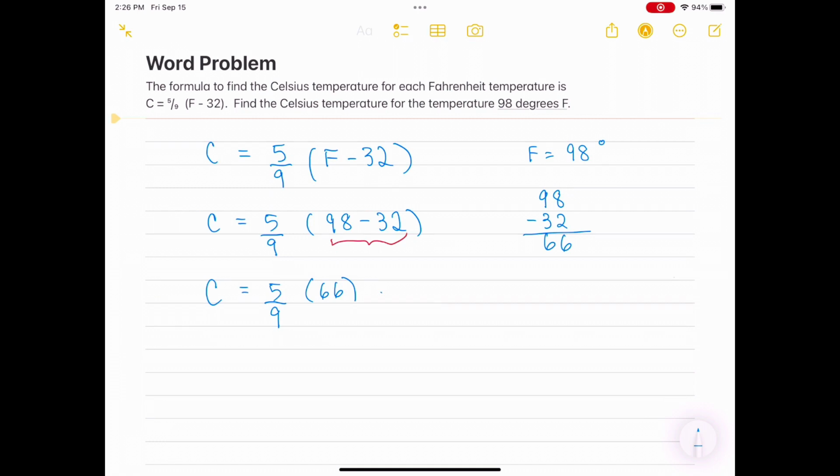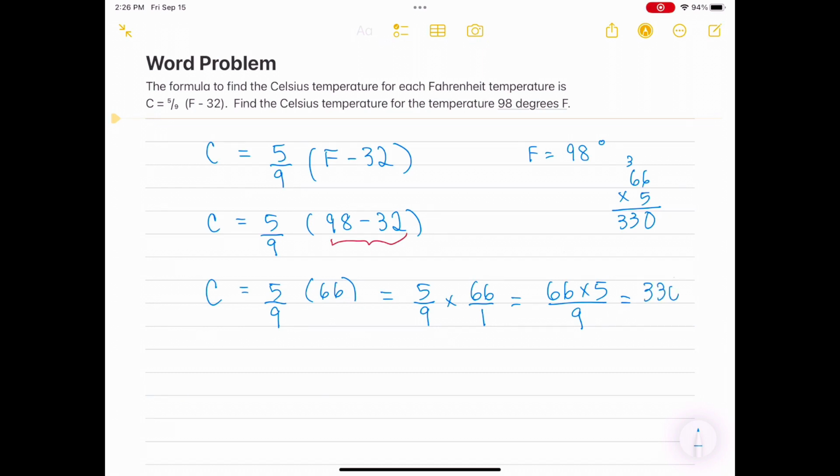So to multiply a fraction with a whole number, we turn the whole number into a fraction with a denominator of 1. So it's 5/9 times 66 over 1, which equals 66 times 5 divided by 9. 66 times 5, I do that calculation on the side, and I get 330. So the fraction is 330 ninths, which is the same as 330 divided by 9. And I do that calculation on the side.